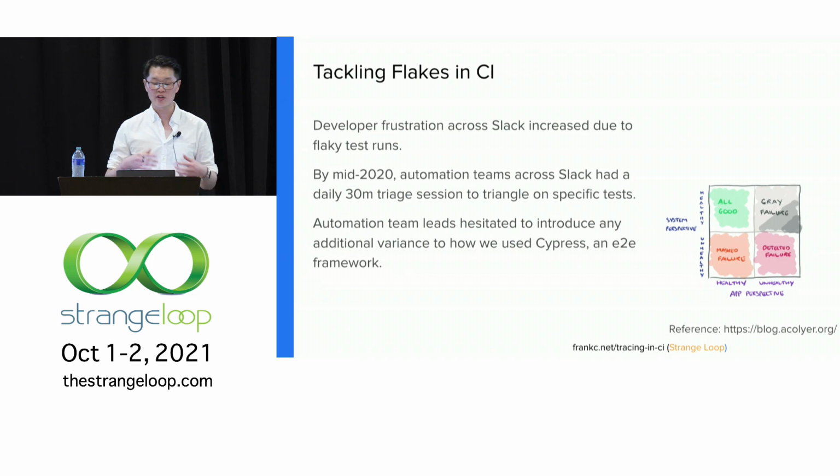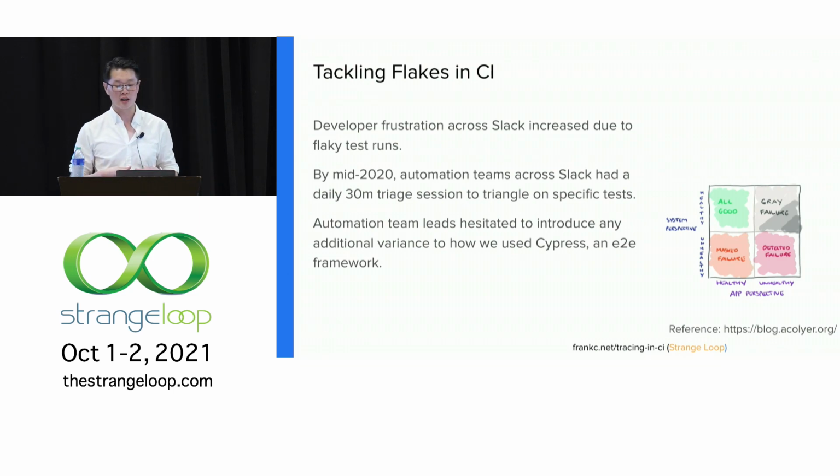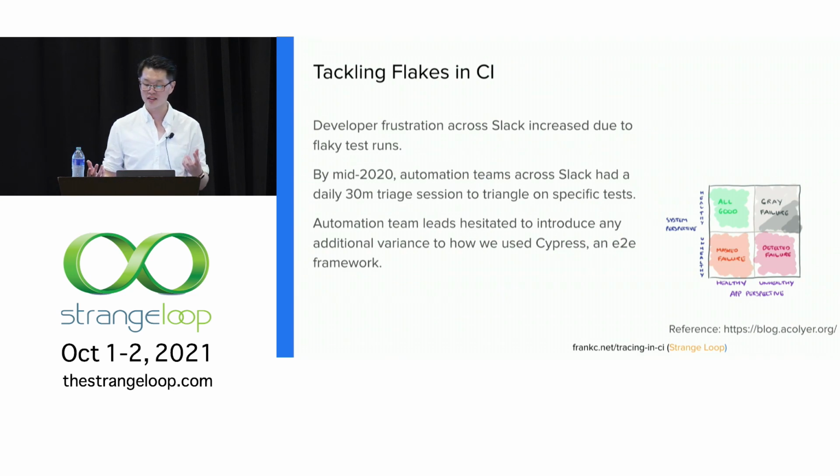I typically work on the infra side of the world and felt strongly we could do better with causation on gray failures by instrumenting how we use the Cypress framework. Gray failures are where the system itself reports as healthy, yet the application, in this case, tests and the test platform, report a failure or flake.